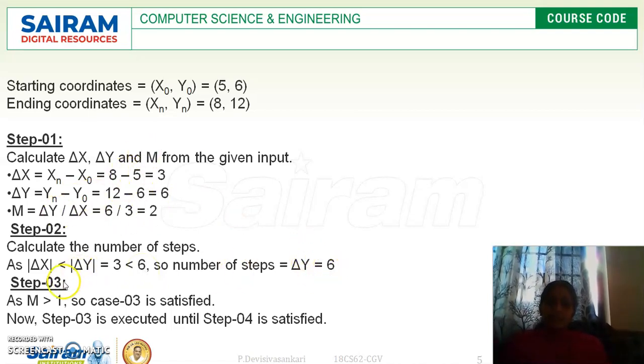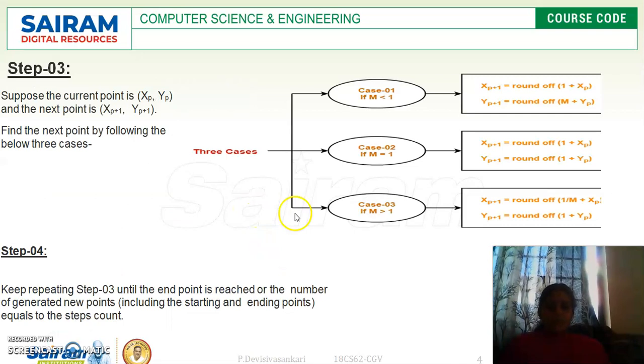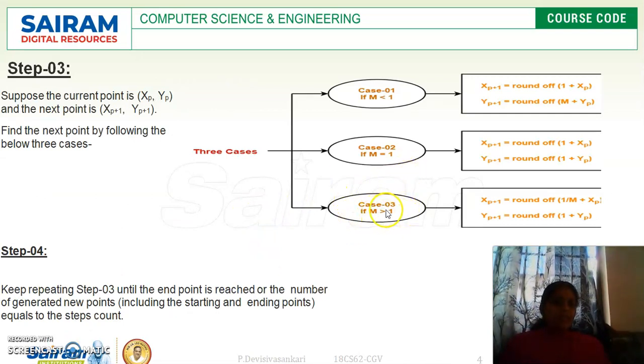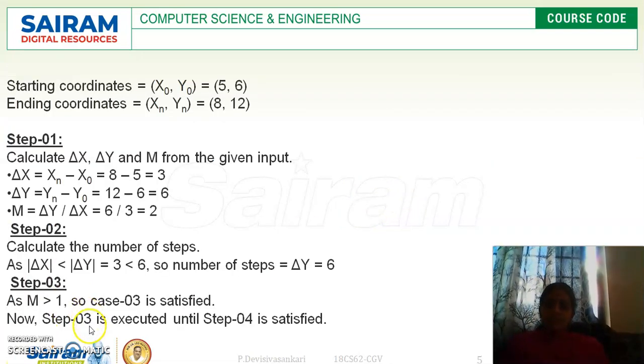Okay, and step 3 is the m value. So what is our m value? Our m value is equal to 2, which is greater than 1. Okay, so in this case, see, case 3 is satisfied because our m value 2 is greater than 1, right? So case 3 is satisfied.